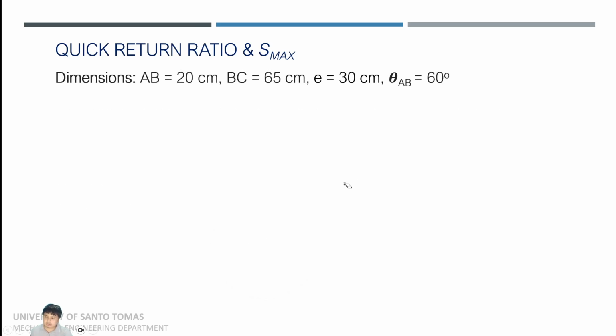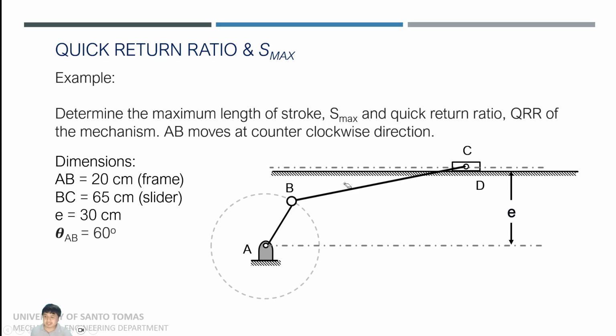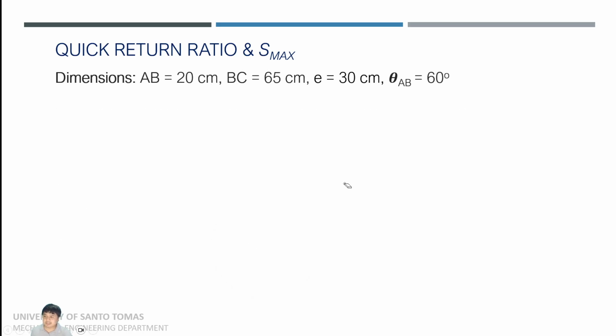So we have to first check, no? We have to make sure that this is a Grashof mechanism. We have to make sure that AB can fully rotate. So we can check first if it follows the Grashof's criterion.